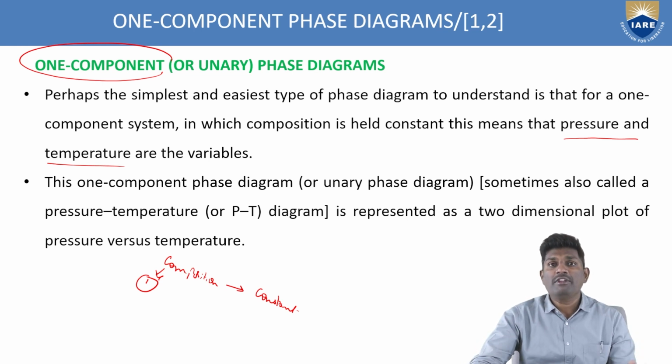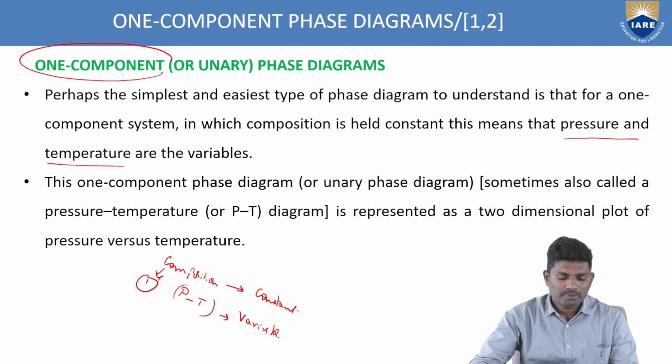So this one component phase diagram or unitary phase diagram is also called a PT diagram. That means you are varying the pressure and temperature. These are the variables. Since P and T are variables in the unitary phase diagrams, that's why these are called PT diagrams. Since the composition is constant, we are not considering it here. That's why it is called a PT diagram.